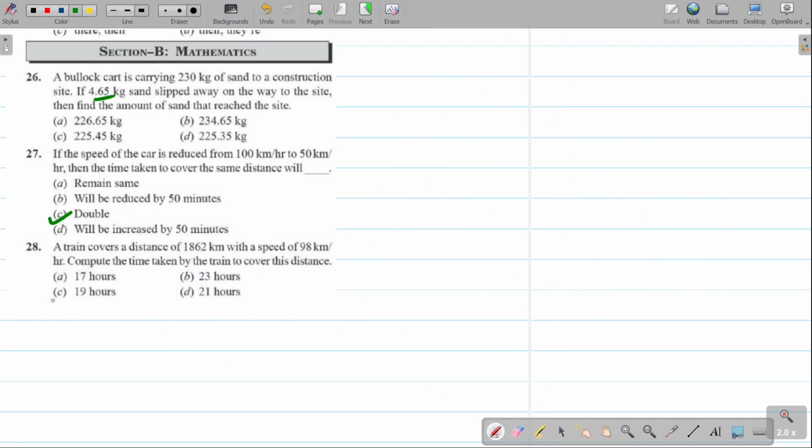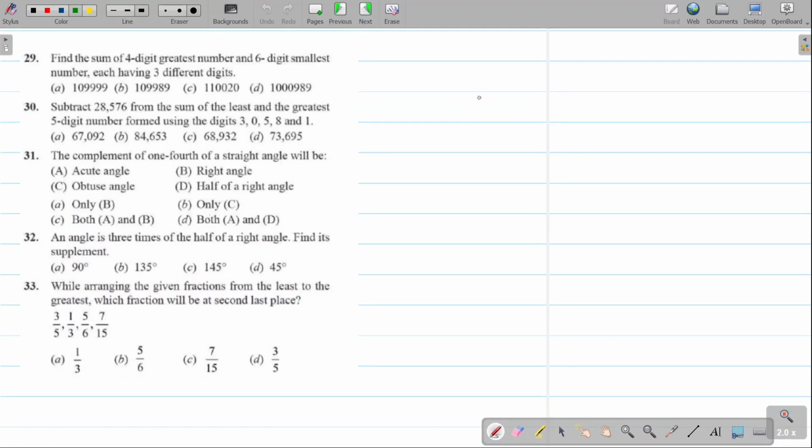We have solved the questions of this slide. Moving to the next slide. Question number 29. It says find the sum of the 4-digit greatest number and the 6-digit smallest number, each having 3 different digits. The last line, each having 3 different digits, is what makes the difference. We have to write the 4-digit greatest number, but the caveat is we have to use 3 different digits. So we'll try to maximize it. We'll take 2 9s, 1 8 and 1 7. There are 3 different digits, 9, 8 and 7, that have been used.